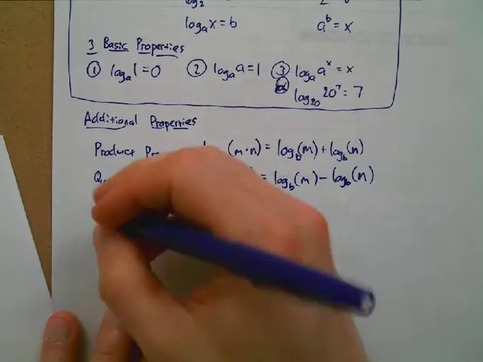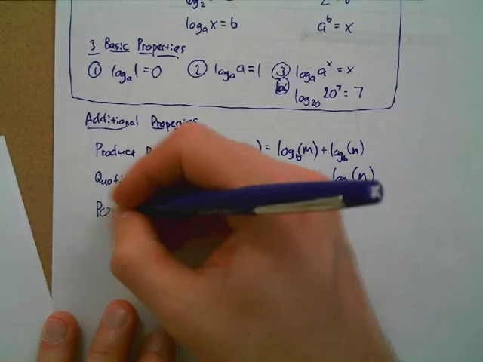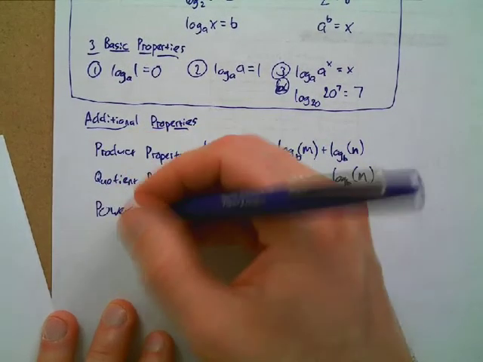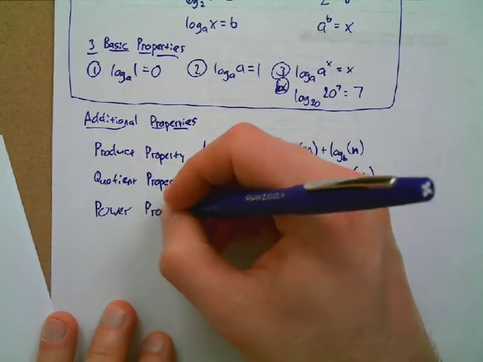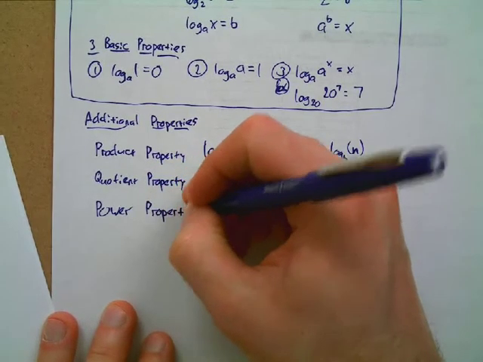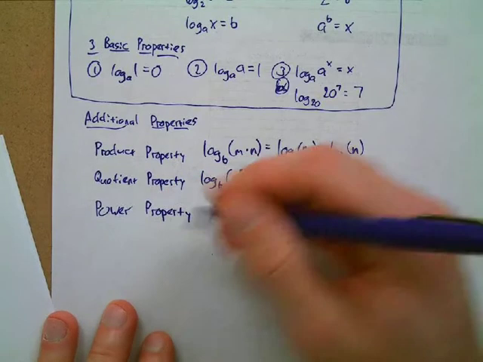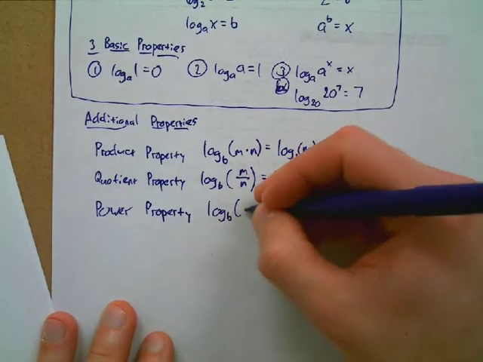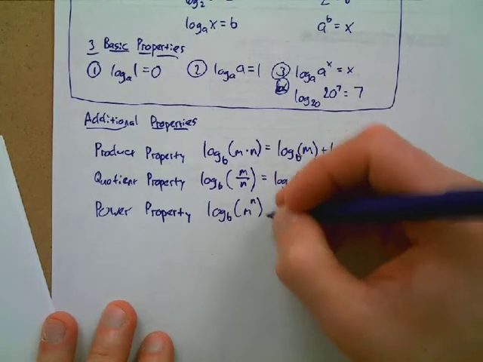One more property here, and this third property is really an extension of the very first one. This one is the power property. Log base b of m to the n power inside the logarithm there.